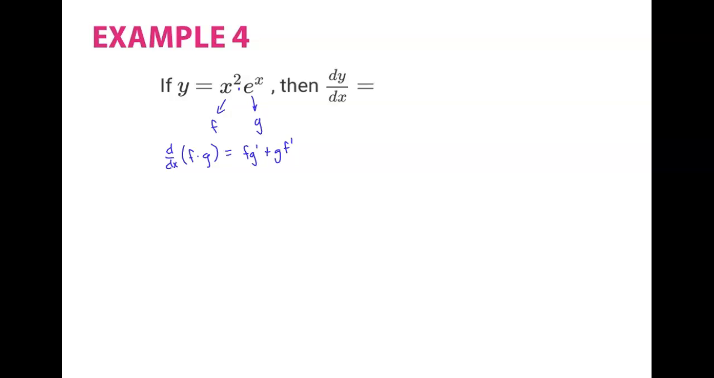So here I would get, let's see, x squared times the derivative of e to the x we just said is e to the x plus gf prime, e to the x times 2x, or x squared e to the x plus 2x e to the x. That is it.